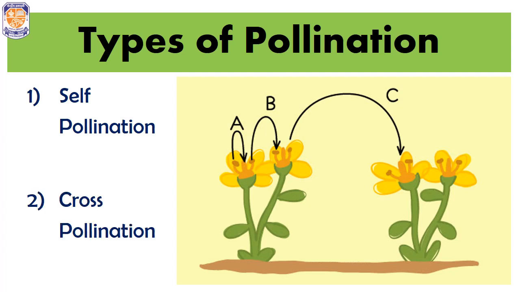Whereas where it is labeled as C, you can see the transfer of pollen grain is taking place between two different plants. From one plant, the pollen grain is being transferred to the flower of the other plant. So that case will be called cross pollination.